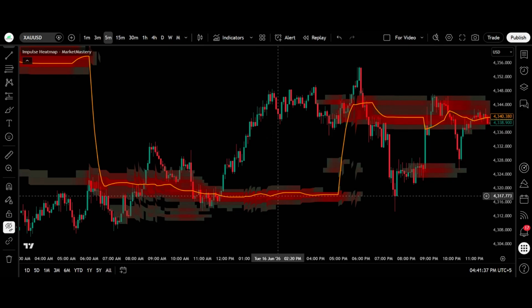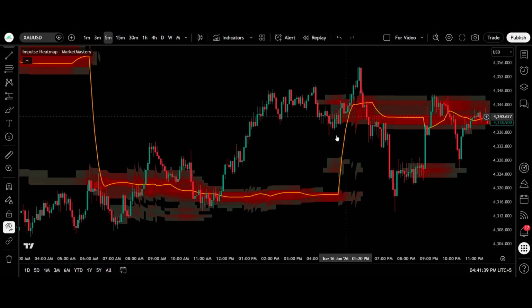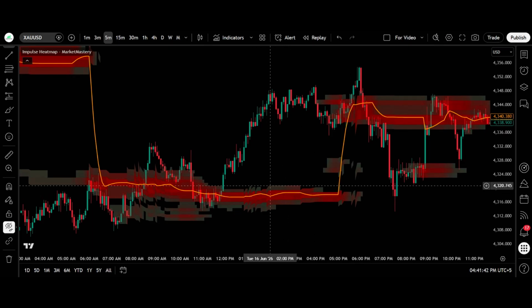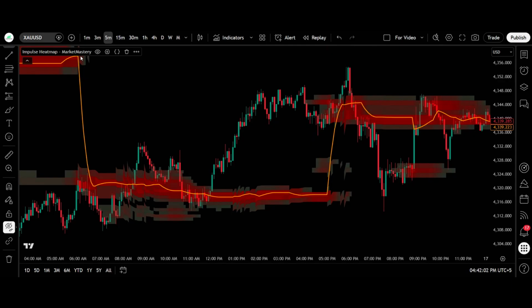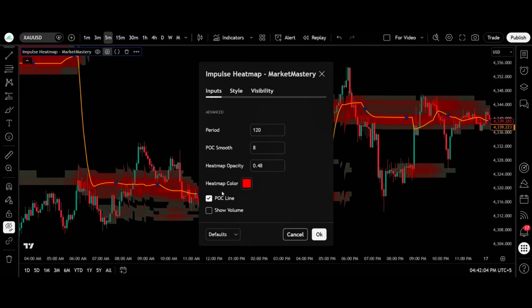You shouldn't rely on the POC blindly. In fact, I'll show you some areas without a POC. If it confuses you, you can simply go into the settings, turn it off, and click OK to get a much clearer picture of the chart.